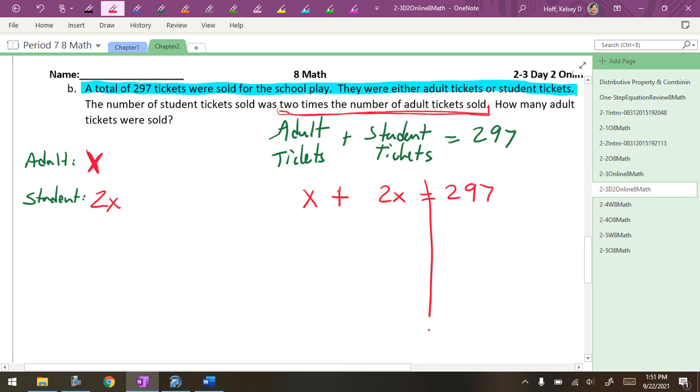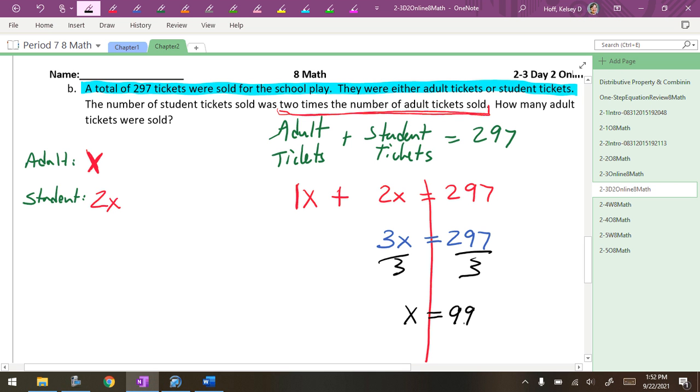297. Now, technically in front of that X, there's a 1. Listen closely to what I'm going to tell you. It's like apples. 1 apple plus 2 apples really gives me 3 apples, or 3X equals 297. Then I should divide by 3. X equals 99.